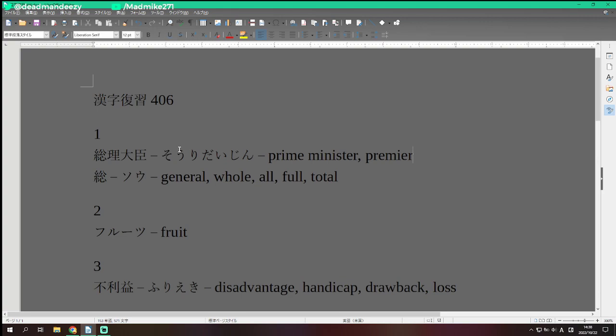Sōri daijin. The sō in sōri daijin is general, whole, all, full, or total, with the radicals for a thread on the left side, and on the right side we have the public mind or public heart. So the prime minister or the premier is the thread, the kind of ultimate representative of the general public's heart or mind. General, whole, all, full, or total is sō, the thread of the public mind. Sō is general, whole, total.